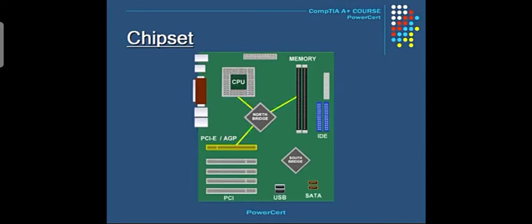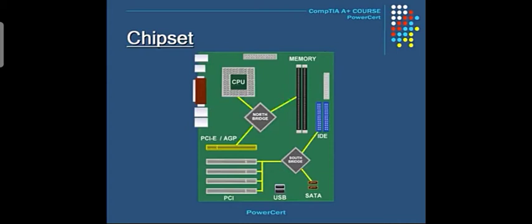The other chip is called the South Bridge, and the South Bridge is located at the bottom or southern portion of the motherboard, near the PCI bus slots. The south bridge connects to the PCI bus slots, SATA and IDE connectors, and USB ports.